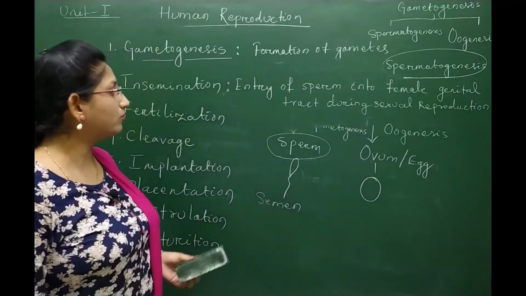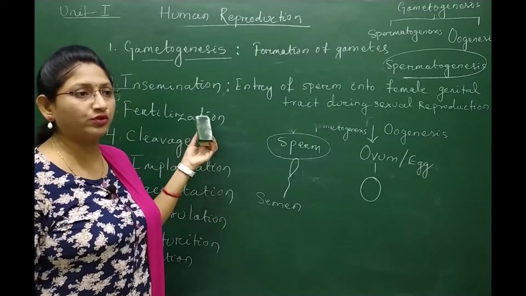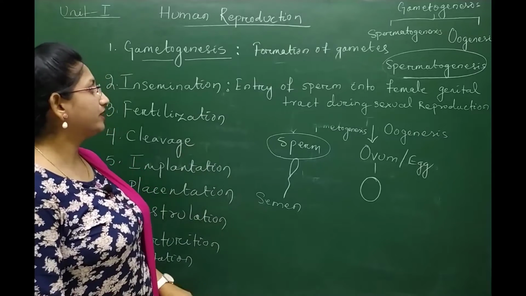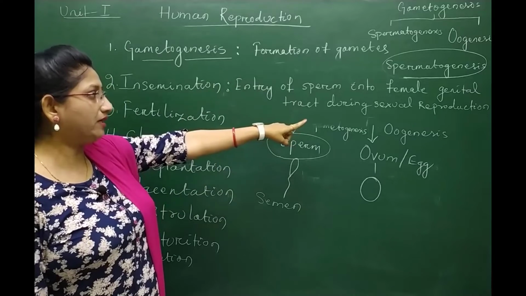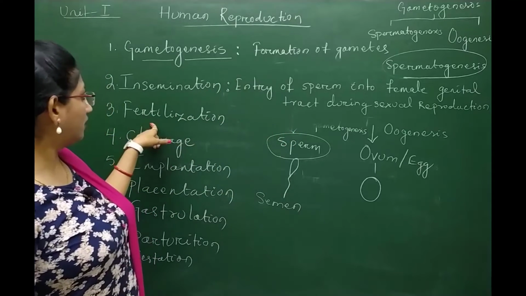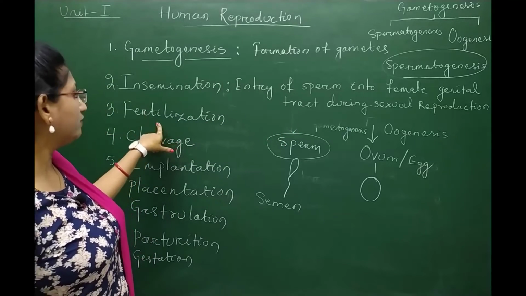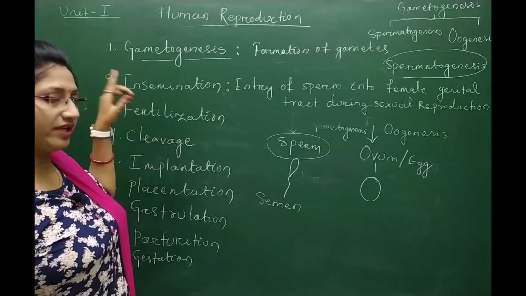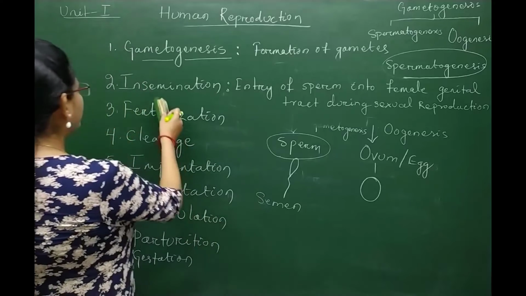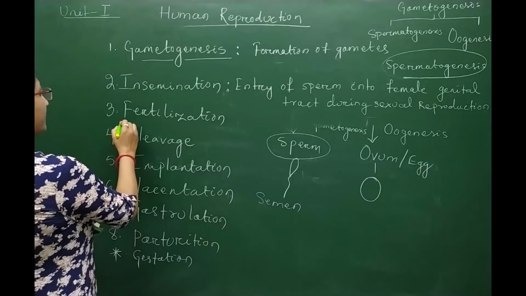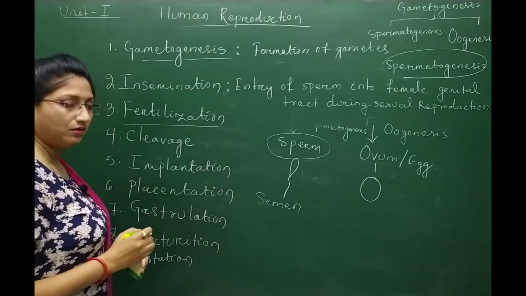Because after that only the fertilization of the two gametes will take place, because without the entry of the sperm into the female genital tract, we could not reach the process of fertilization, which takes place in the ampulla of the oviduct. So, after insemination, the next step is fertilization.